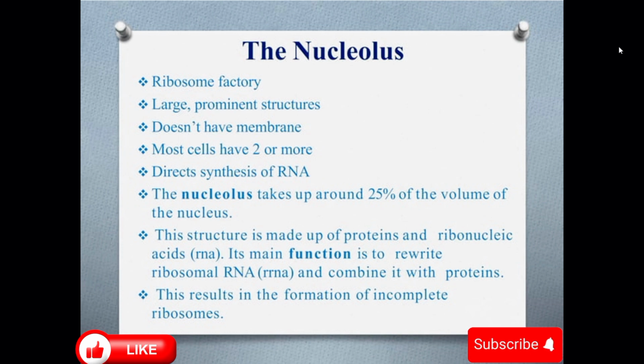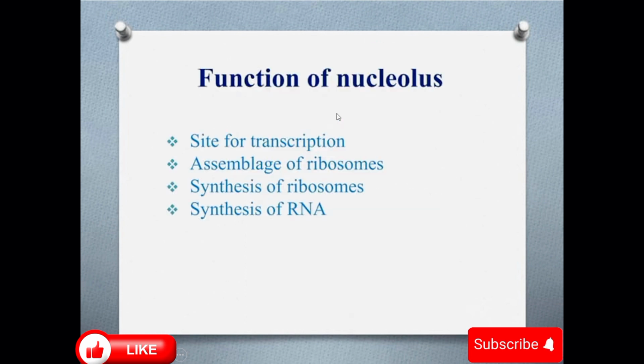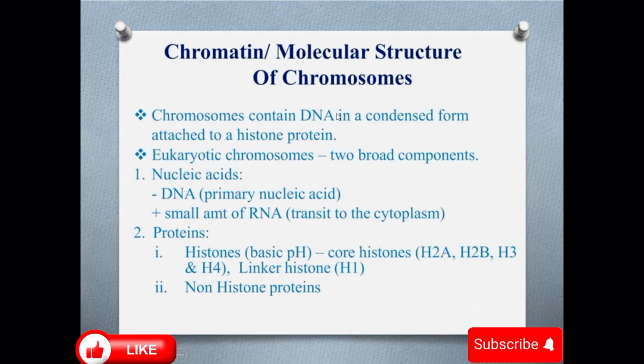Its main function is to transcribe ribosomal RNA and combine it with protein. This results in the formation of incomplete ribosomes. This is basically the nucleus, in which the nucleolus is very clear, and it takes 25% volume of the nucleus. The function of the nucleolus is that it is a site for transcription, assembly of ribosomes, and synthesis of ribosomal RNA.